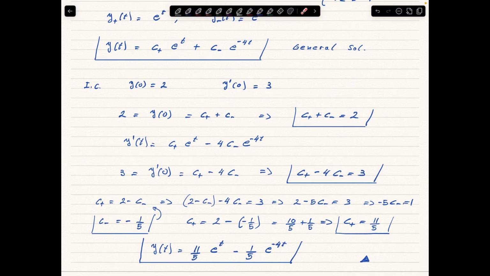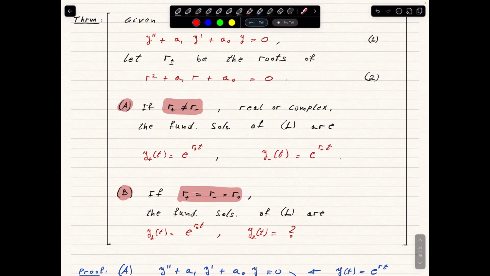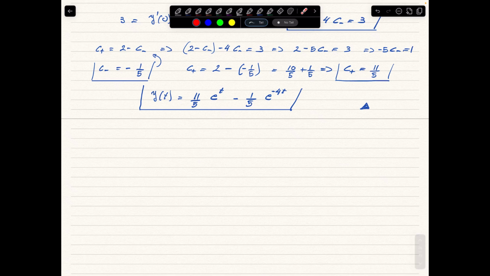Now we need to continue with the second part of the theorem. Recall, when the roots are different, we know what to do. What happens when the roots of the characteristic equation are repeated? We already have one solution with that root, but what is the second solution? To answer that question, I'm going to write a proof, a continuation from above, because we need to find the second solution.